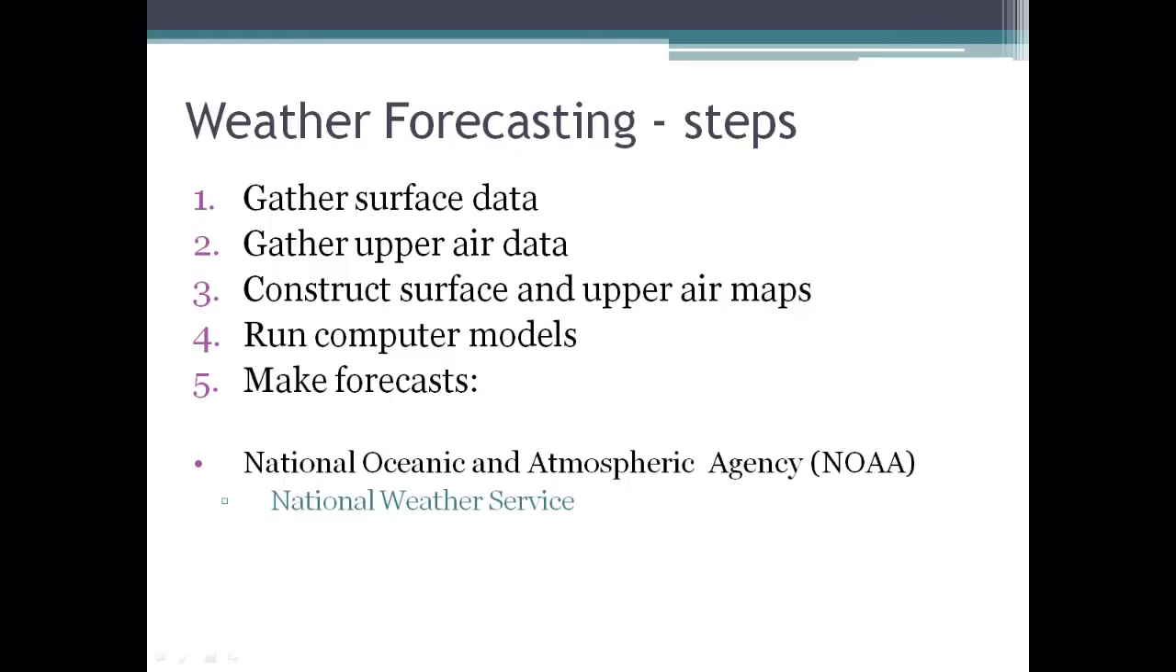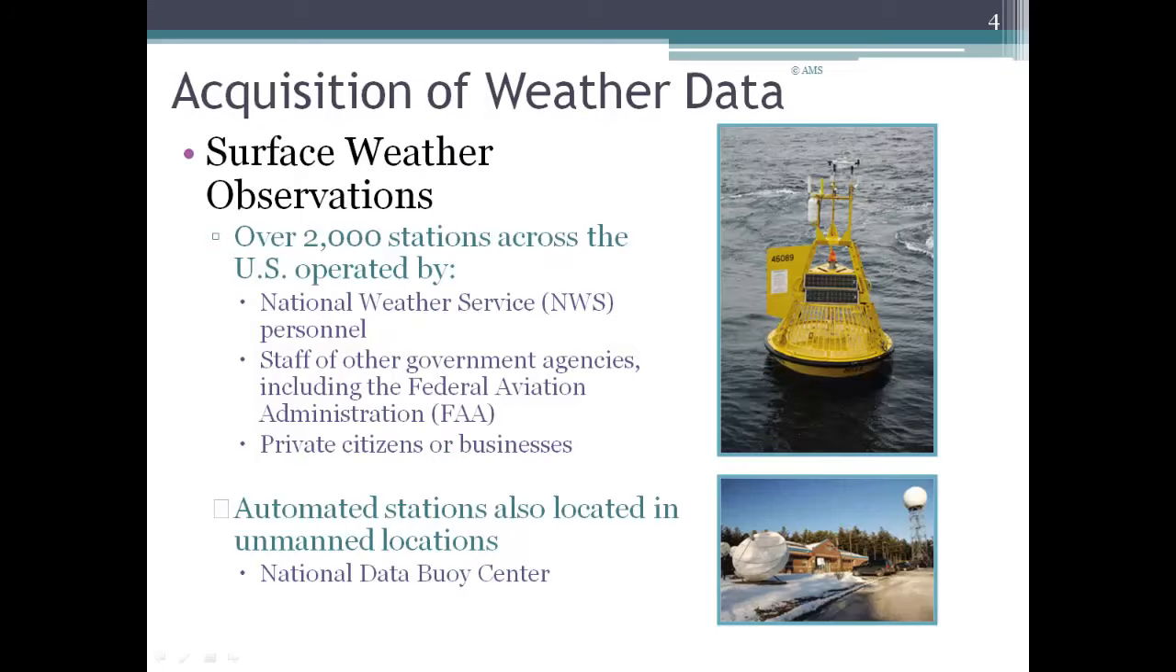The agency of the U.S. government that's responsible for all of this is the National Oceanic and Atmospheric Agency, NOAA, of which the National Weather Service is a branch. So how do we acquire the weather data? Well, we have a network of stations across the U.S. that are operated by the National Weather Service, and also from other governmental agencies like the FAA, the Federal Aviation Administration, as well as private citizens and businesses.